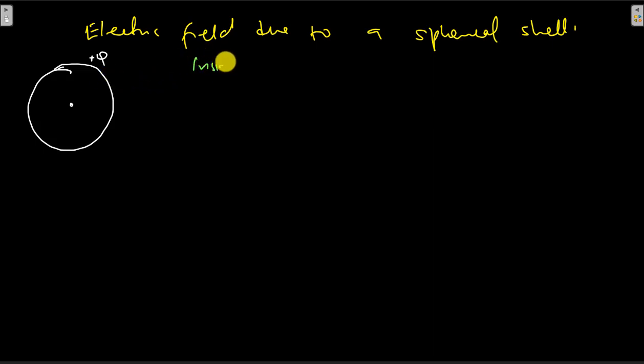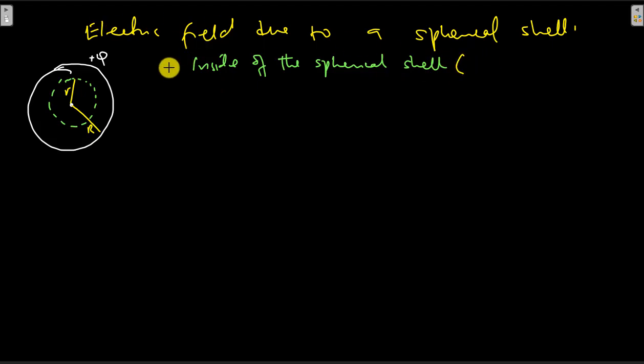Now let's find the electric field inside of the spherical shell. For that case, we will draw a Gaussian surface inside our spherical shell. The Gaussian surface is at a distance small r from the center. Let us suppose that the radius of this spherical shell is capital R. So inside the spherical shell means that the radius of the Gaussian surface is less than the radius of the sphere.